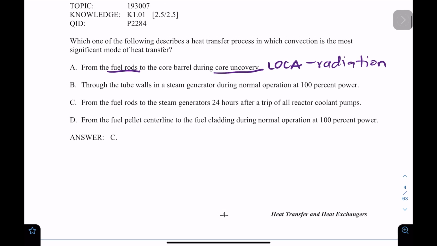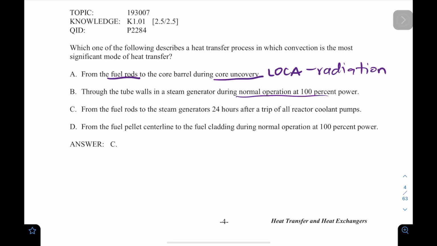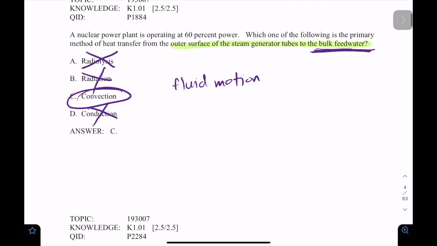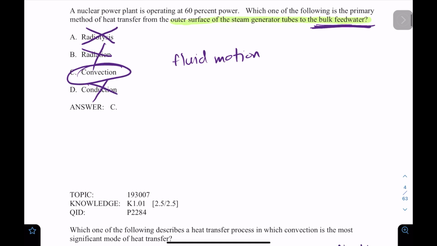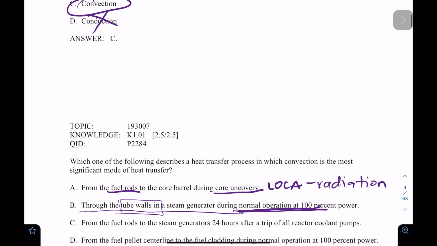So then to me it's like, oh, okay, so we are operating normal operation, but it depends. It doesn't only depend on the fact that I'm operating normal. I know this is going to be conduction. In this case, it is, right? Because it's only saying that the heat transfer mode is through the tube walls on the steam generator. It doesn't say there's fluid or there's a bulk, like it said in this other question. It didn't say that, right? So that's why we just need to pay attention to what this question is asking.